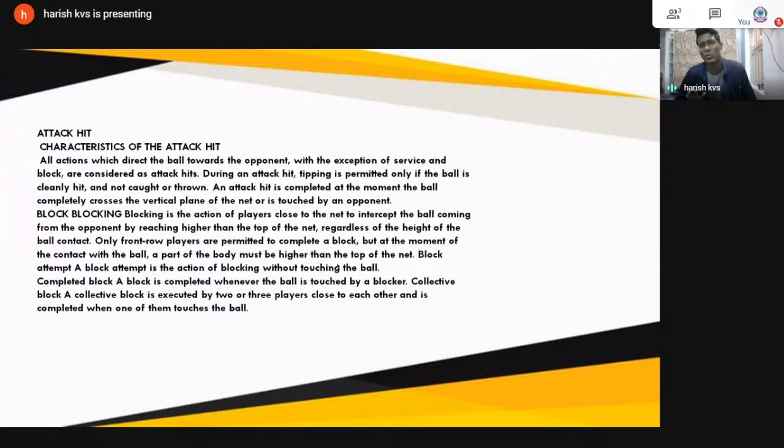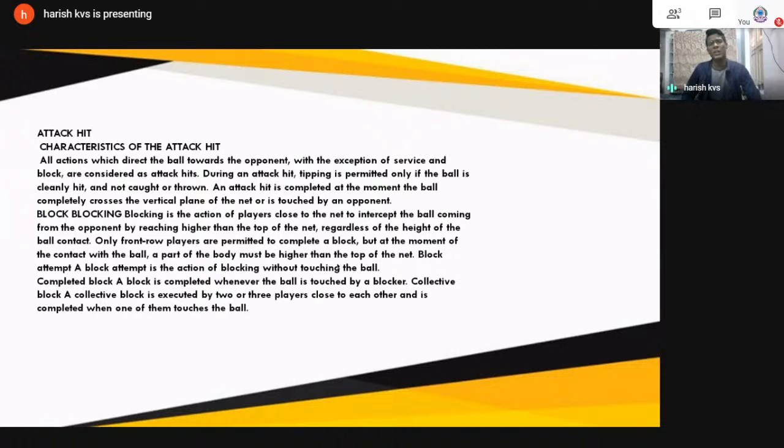He can neither throw the ball nor catch the ball. If the referee observes that the tipping is not done properly, then he will call that gameplay a fault and the point is awarded to the opponents.